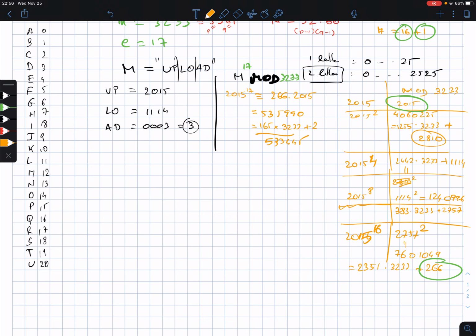Finally, 2545. So that is our answer. Now I'm going to double check this because I have no trust in my calculation anymore. This was horrible what I did. Okay, so let's double check this with Wolfram Alpha.